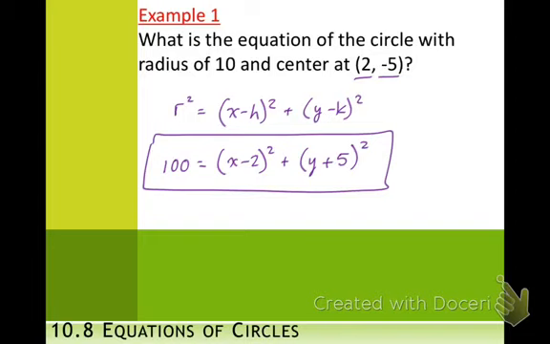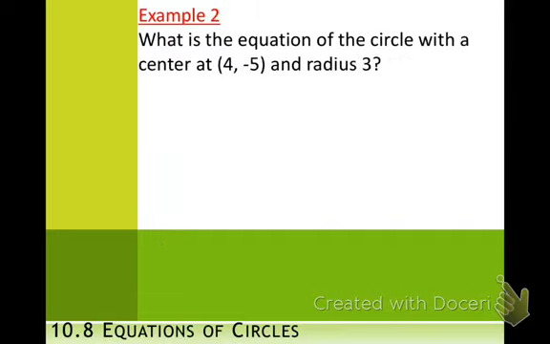Now, you can see how this would make life a lot easier when we're graphing, because we would be able to just go in and say, okay, my center is at 2 comma negative 5. My radius is 10. So I'm going to start from that point. I'm going to count out 10 in each direction. Bam, got my circle. It's easy as that.